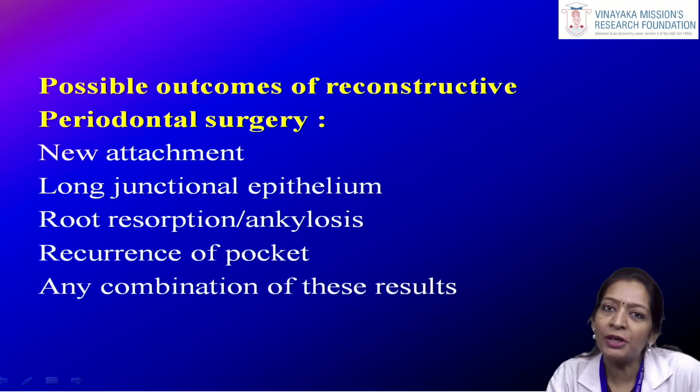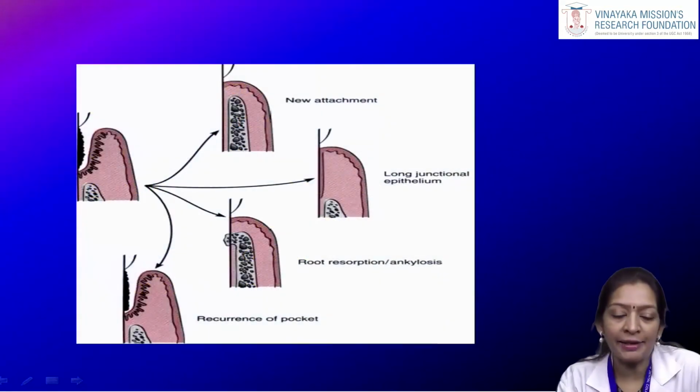So after any periodontal surgery, what are the possible outcomes of this reconstructive surgery? The following types of healing take place: either new attachment, long junctional epithelium, root resorption or ankylosis, recurrence of pocket, or any combination of the above results. You can see the diagram here.